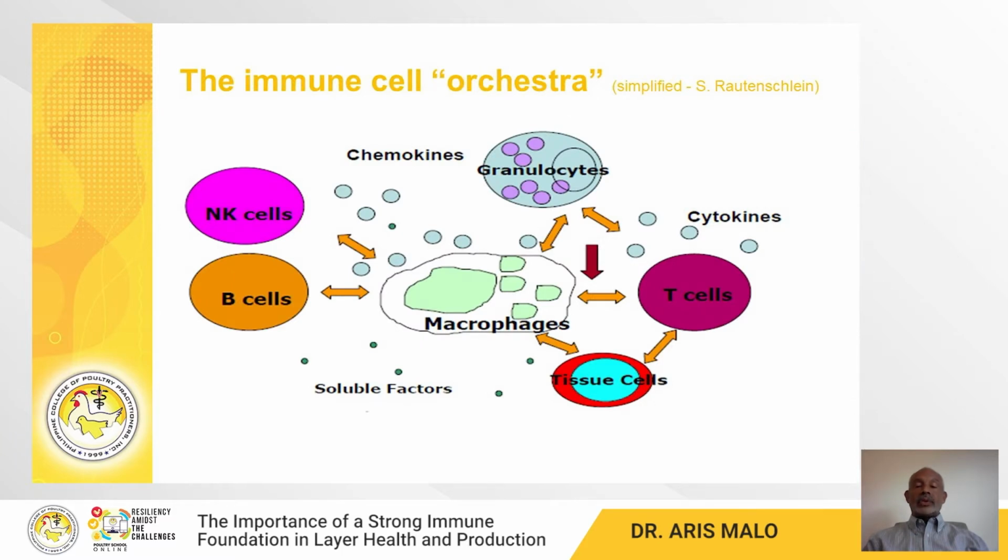So we have to regard the immune system as an orchestra in which all the instruments have to be fine-tuned in order to get music. So all the processes have to work accordingly as expected in order to have a well-functioning immune system. We will have the T cells, the B cells, we have natural killer cells, phagocytic cells like macrophages, granulocytes, and there will be soluble factors that will modulate the balance between cell-mediated and humoral immunity.